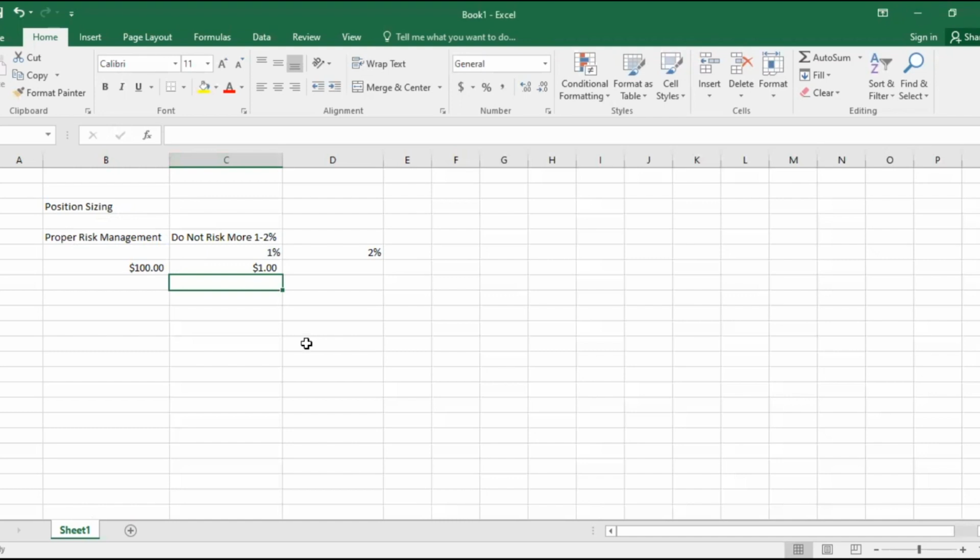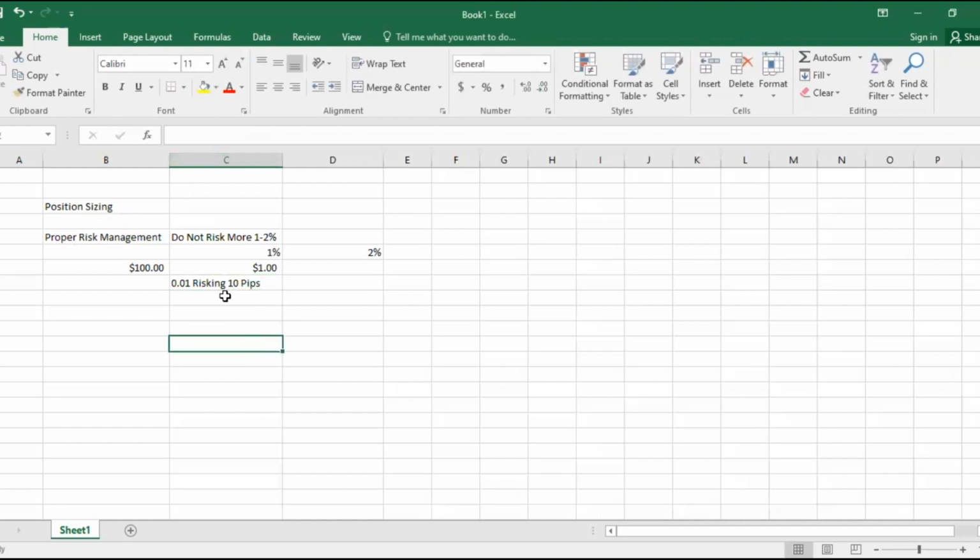If it gives you $1, then definitely this is the risk that you're going to take in this account. So if you're risking $1, it means you can only take a position of 0.01 and only risk 10 pips. So you'll be having a 10 pips stop loss.